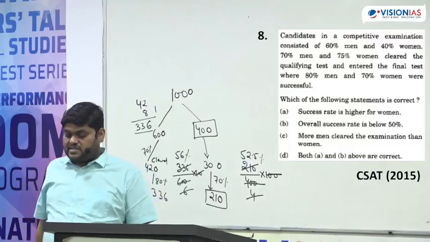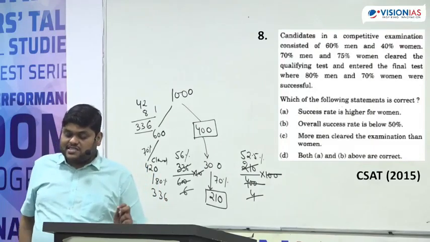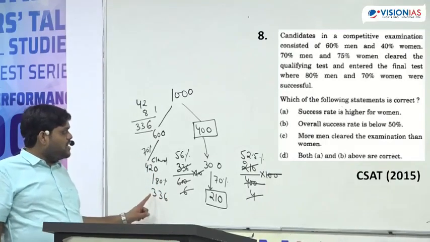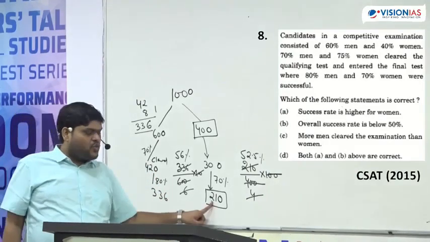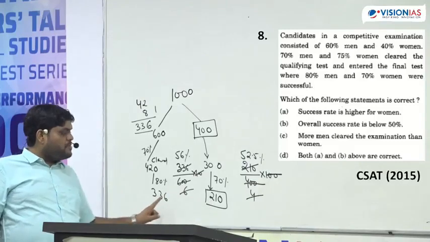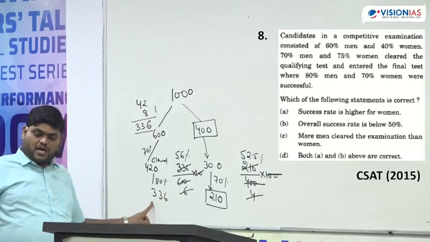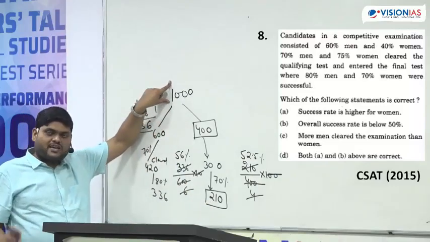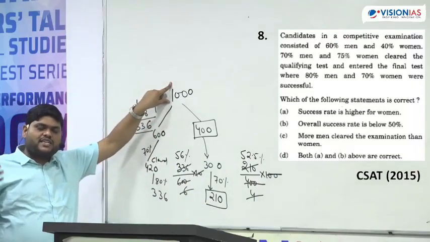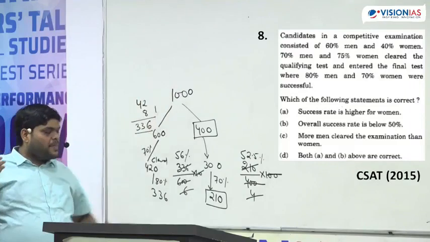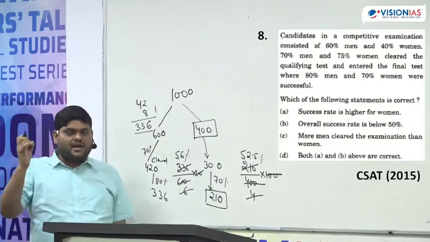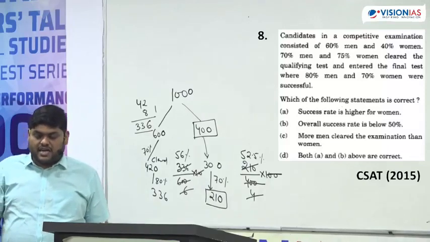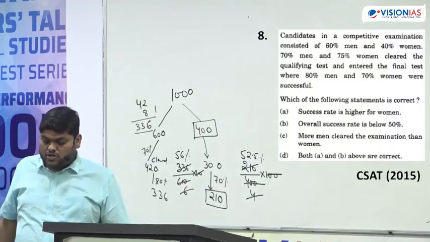Second statement is overall success rate is below 50%. So if you add both the values 336 and 210, this will be more than 500 or not? This will be more than 500. That means out of 1000, more than 500 students have cleared the examination. That means success rate is more than 50%. That means second statement is also wrong.